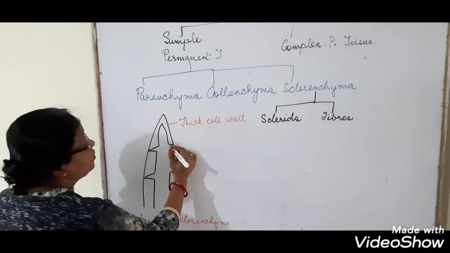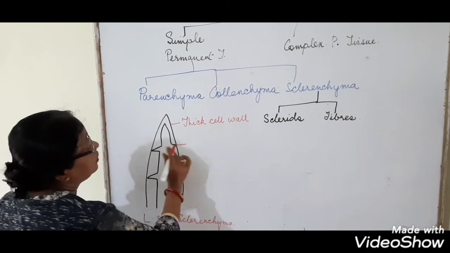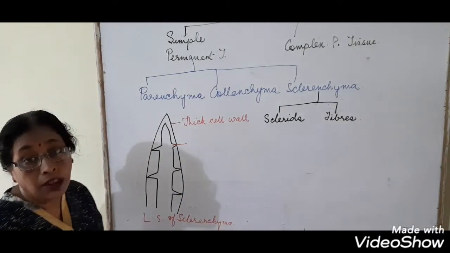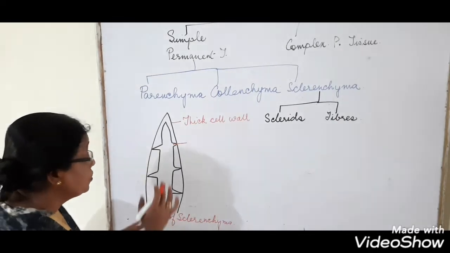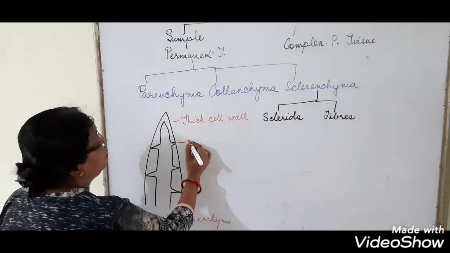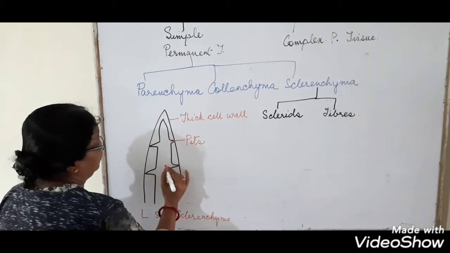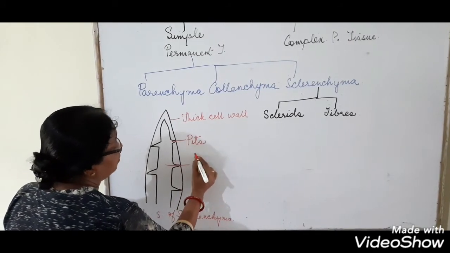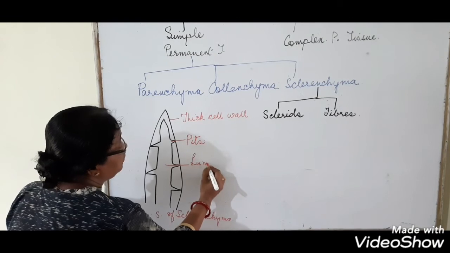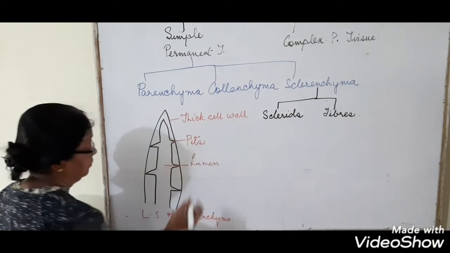You see these portions? These are unlignified or unthickened areas of the sclerenchyma cells. They are known as pits. This is the lumen, a narrow cavity known as the lumen.